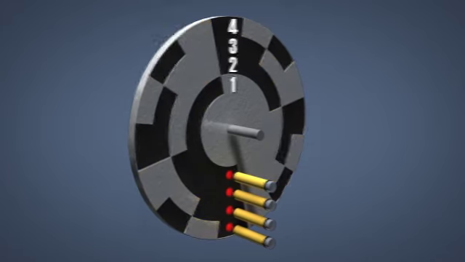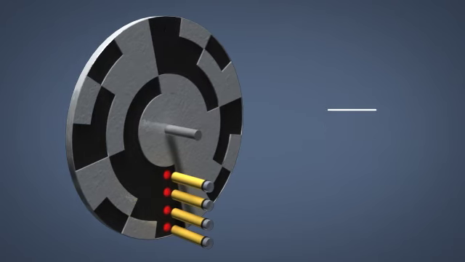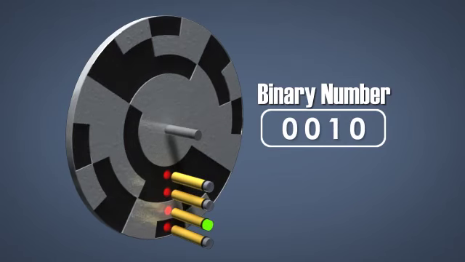The number of rings determines the number of bits of resolution of the encoder. This can be used to determine the number of steps that an encoder can detect. The output of the device is a binary number. As the disk turns, the binary number increases.